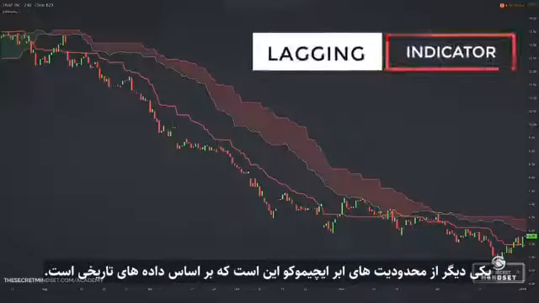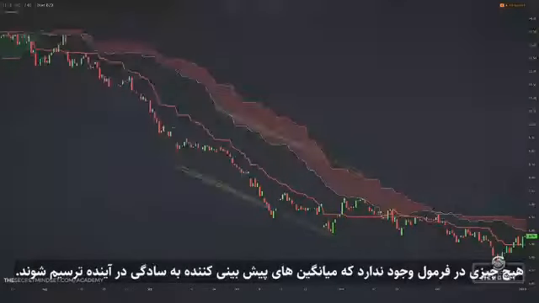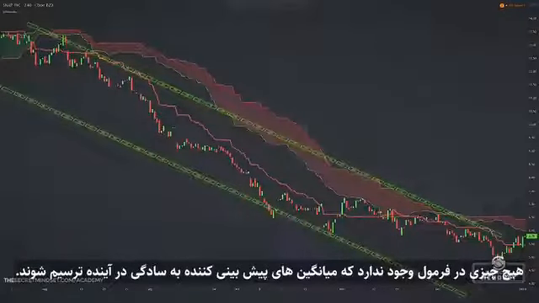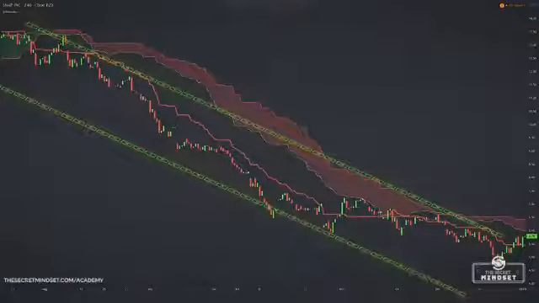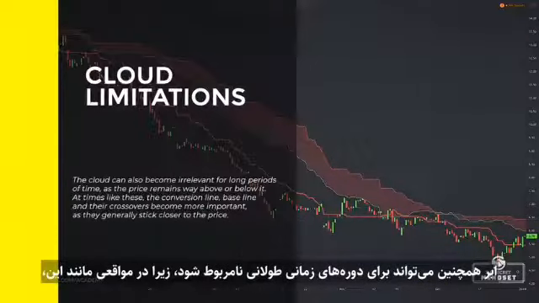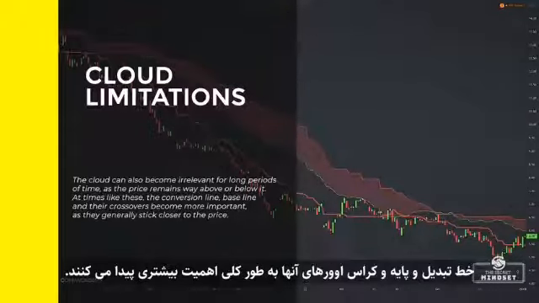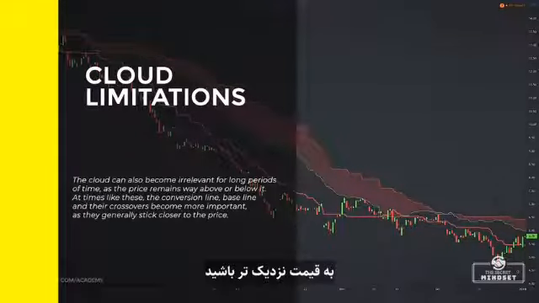Another limitation of the Ichimoku cloud is that it's based on historical data. While 2 of these data points are plotted into the future, there is nothing in the formula that is predictive. Averages are simply being plotted in the future. The cloud can also become irrelevant for long periods of time, as the price remains way above or below it. At times like this, the conversion line and baseline and their crossovers become more important, as they generally stick closer to the price.